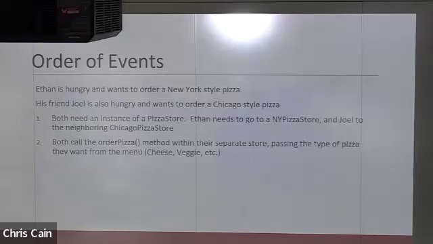Once they have that object, they're in the store, they're going to call the order pizza method, which is that abstract superclass. But since they're in a New York pizza store or a Chicago pizza store, the order pizza will direct them to the New York instantiation or the Chicago instantiation because that's the object type that they're dealing with. So they pass the type of pizza. The order pizza just passes the type of pizza. It's the same order pizza method for both.